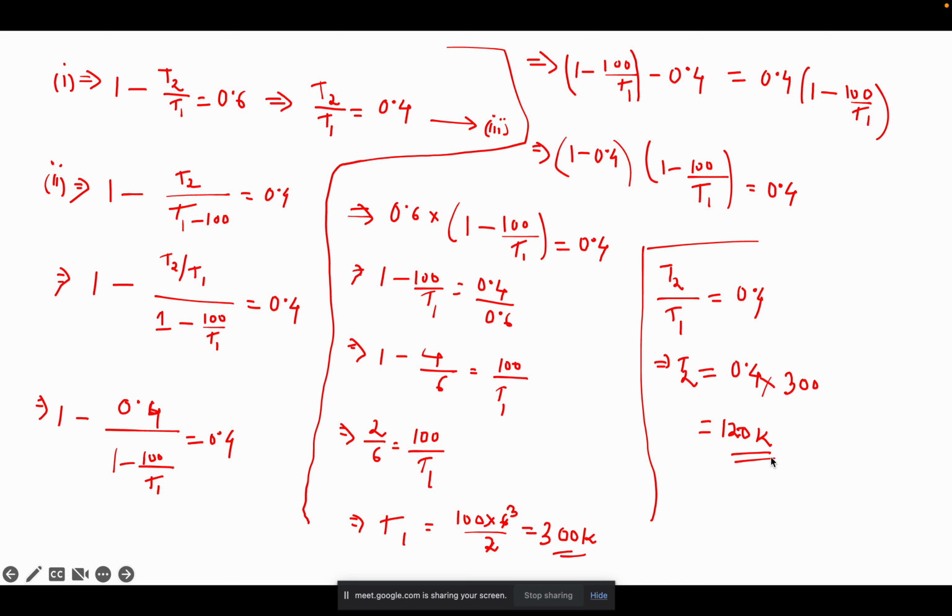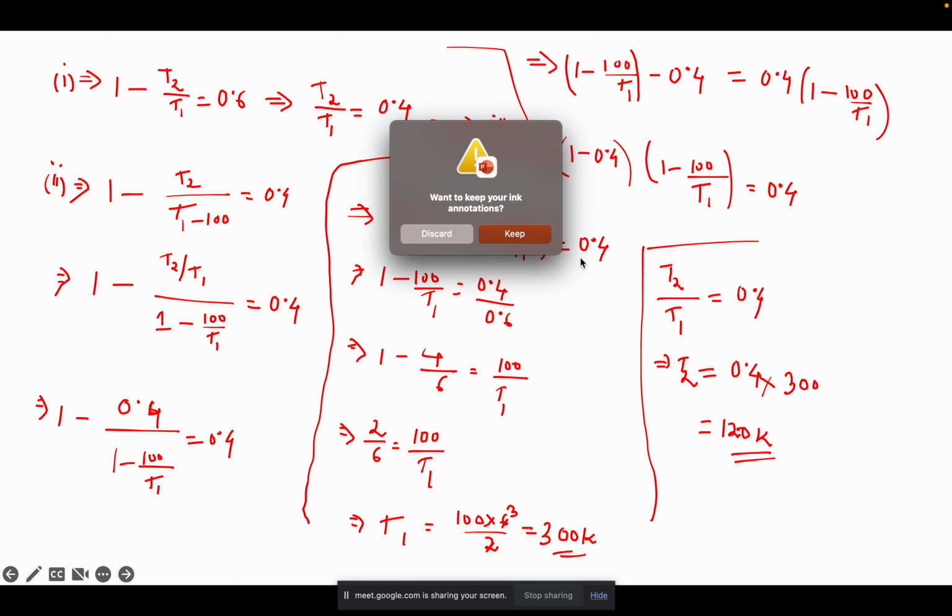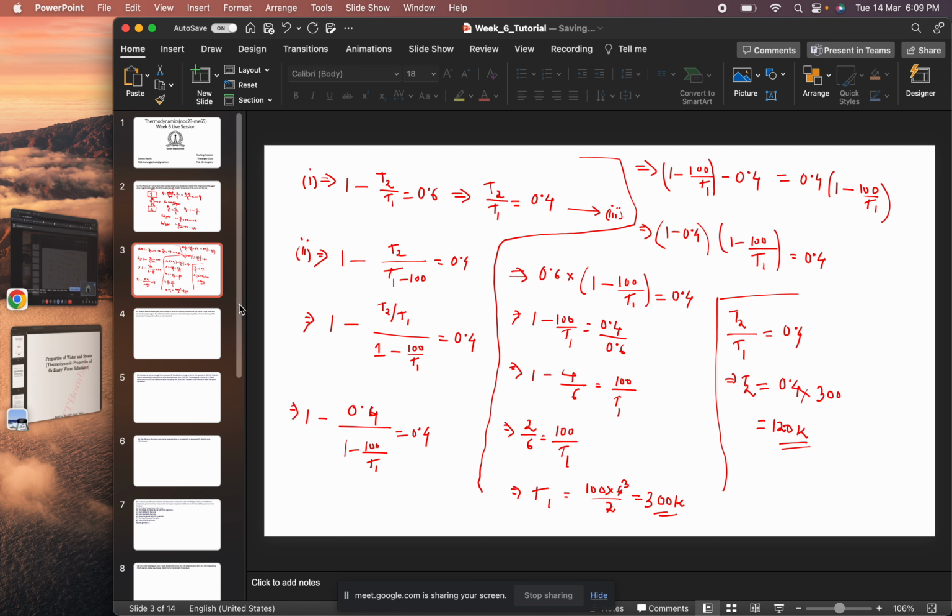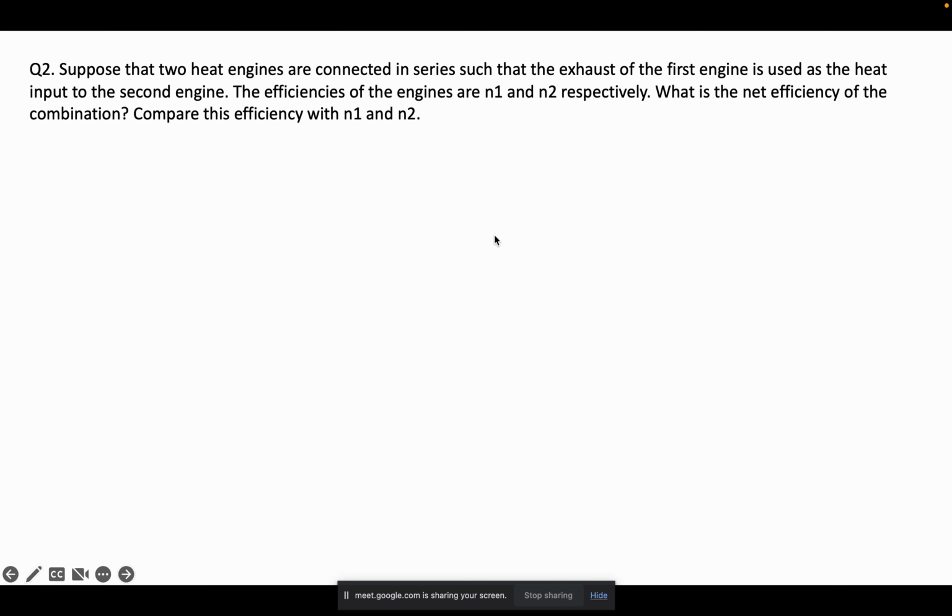Now let us move to the next question. Suppose that two heat engines are connected in series such that the exhaust of the first engine is used as heat input to the second engine. The efficiencies of the engines are eta 1 and eta 2 respectively. What is the net efficiency of the combination, and compare this efficiency with eta 1 and eta 2.